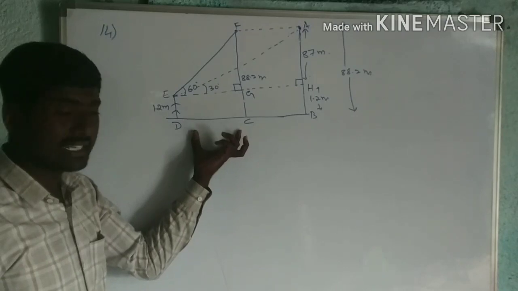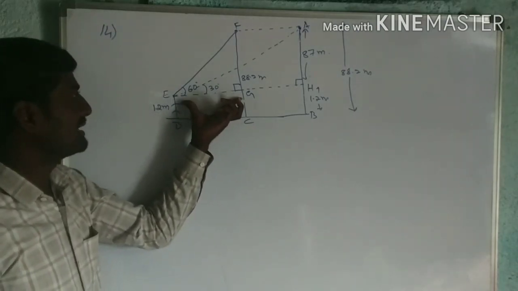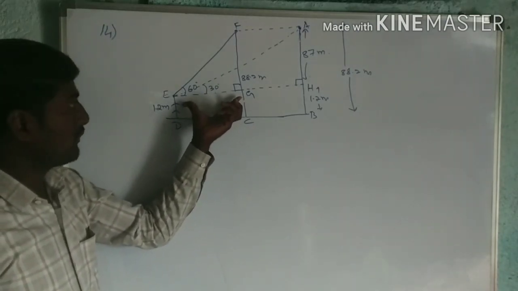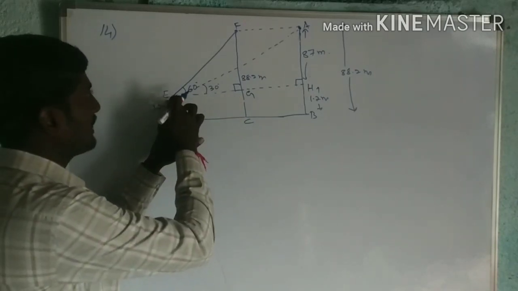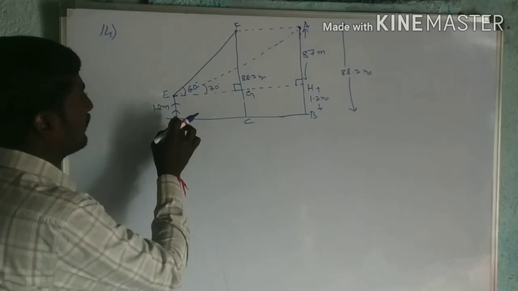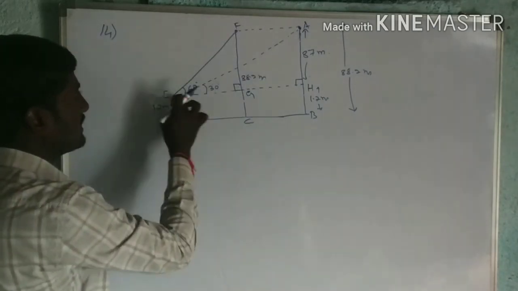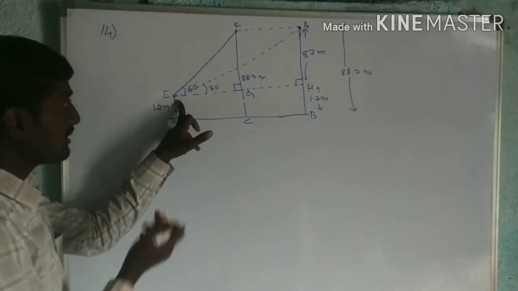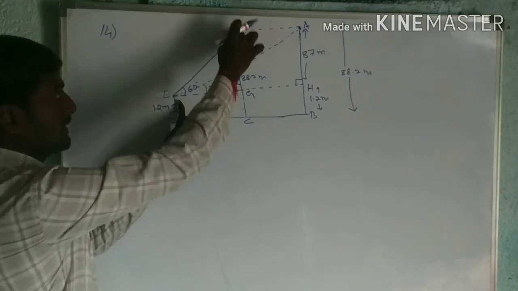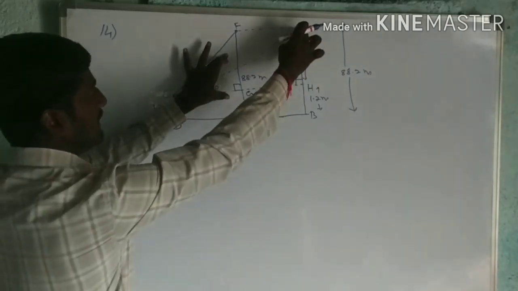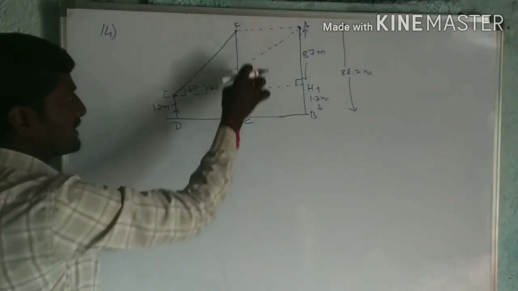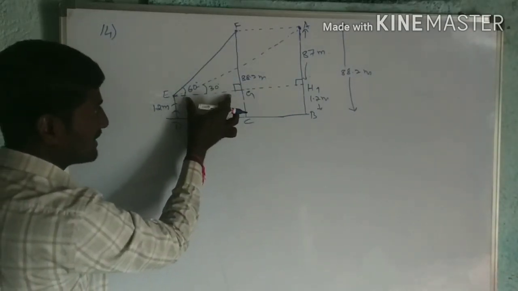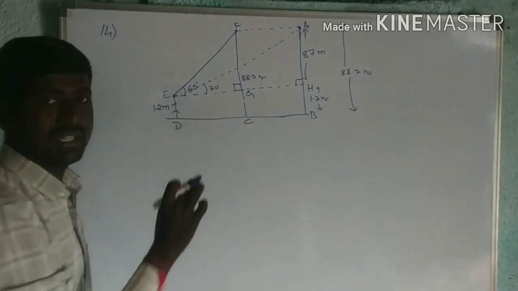If you want to find CD, you must have EZ. To find EZ, I'll go for the triangle FGE. In this one, FG is known. FG is nothing but AH; FG and AH are equal. So FG is known, then automatically I can find EZ. If I find EZ, then it will be the CD.